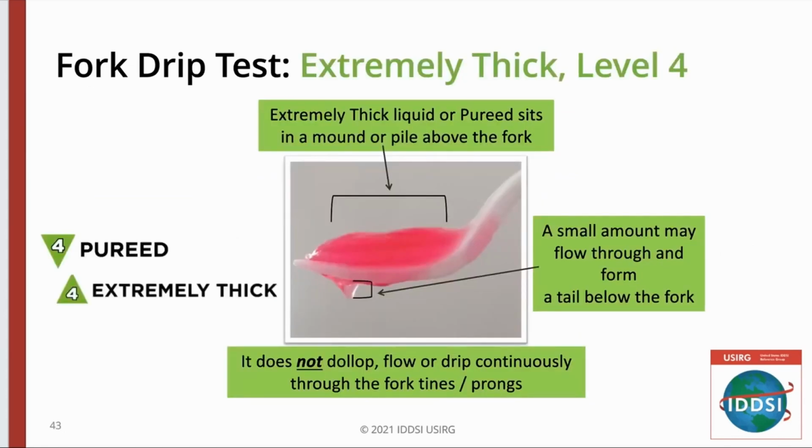The fork drip test is also used for extremely thick level 4, which is a thickened liquid that does not flow, so it is not suitable for the IDDSI flow test. Puree level 4 feels and acts similar to extremely thick level 4 in the mouth. Therefore, you can use this test on puree level 4 too. They are both smooth with no particles, do not require chewing, and must be thick enough to sit in a pile on a fork with minimal flowing through the fork. See the small tail below the fork in the photo above.